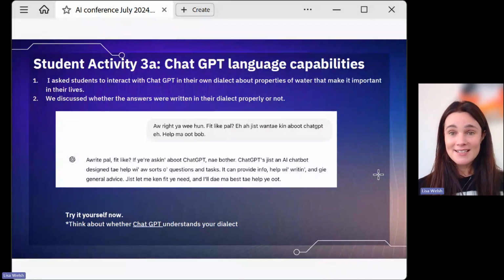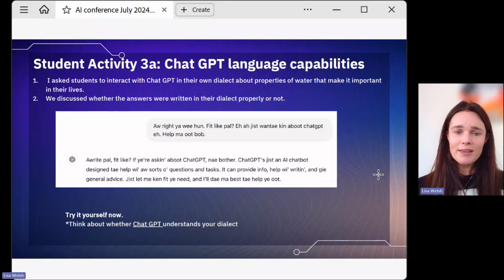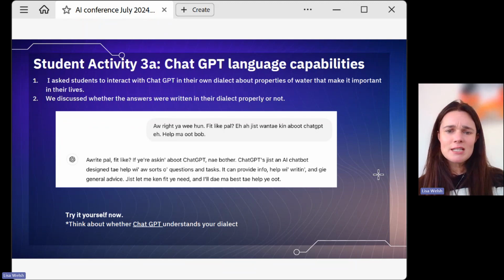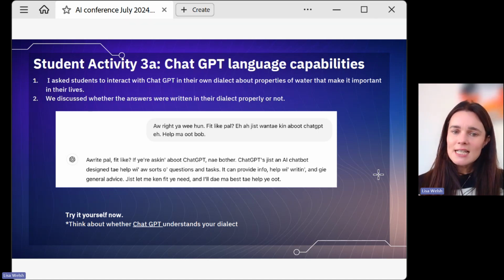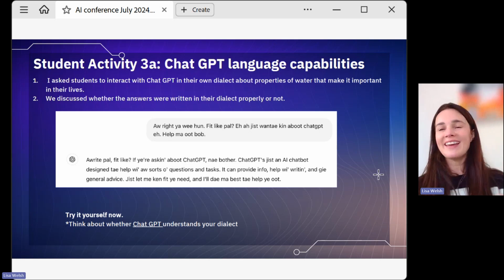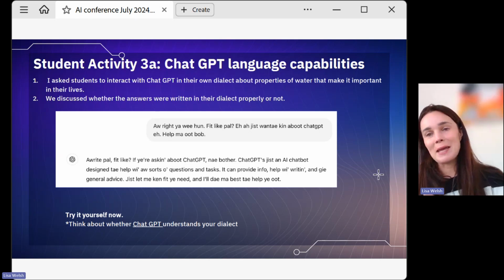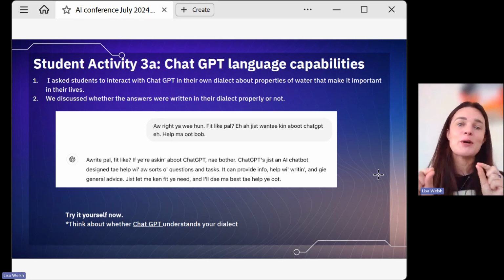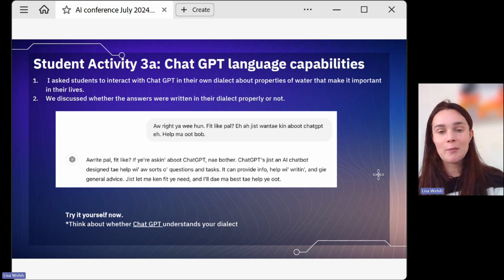And as you can see, "All right, pal, fit like. If you're asking about ChatGPT, no bother. ChatGPT is just an AI chatbot designed to help with all sorts of questions and tasks. It can provide help with writing and give general advice. Just let me ken fit you need and I'll do my best to help you out." So it's not completely the same, but a lot of those words are definitely the dialect that I would use.